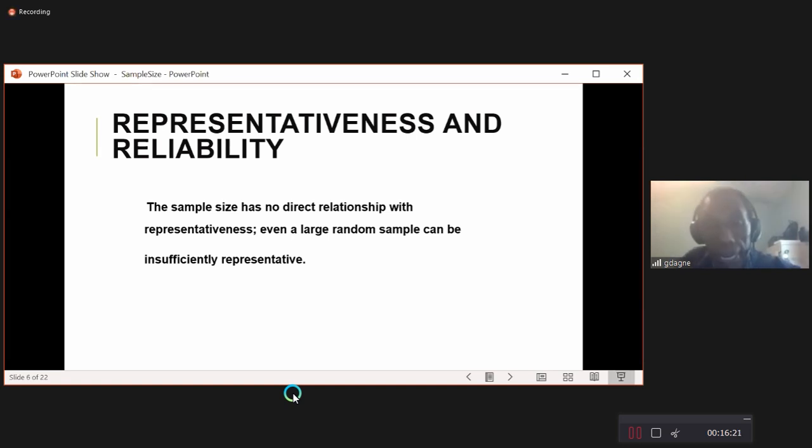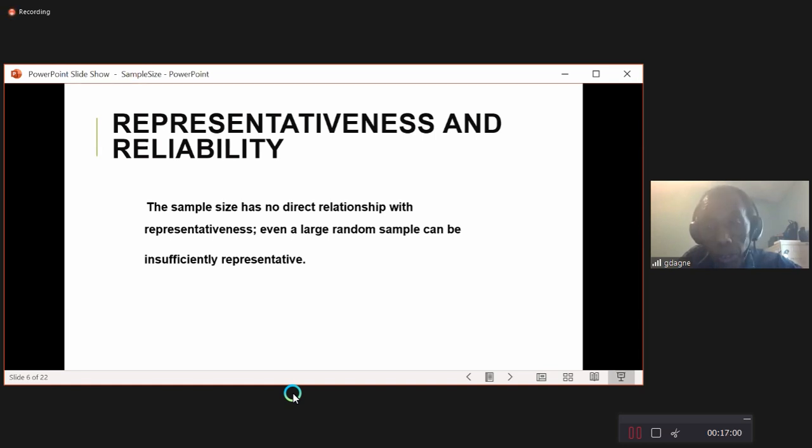One thing to keep in mind here is that representativeness and reliability may not be the same. Whenever we talk about sample size, the larger the better, right? But sample size has no direct relationship with representativeness. You could believe that you have a large sample drawn from the population of your interest, but the largeness of the sample by itself does not show representativeness.